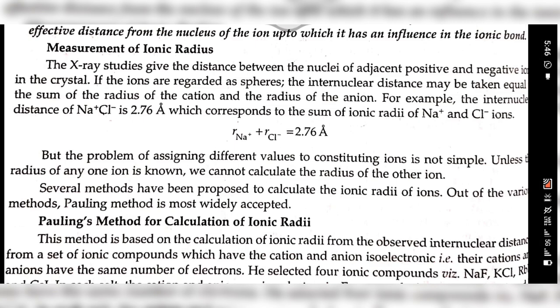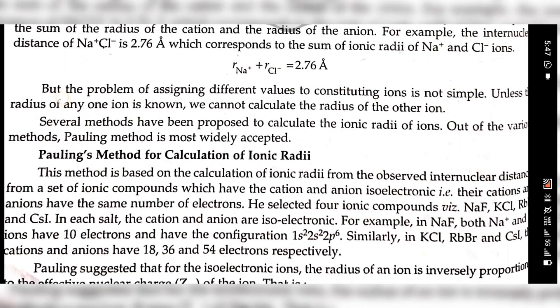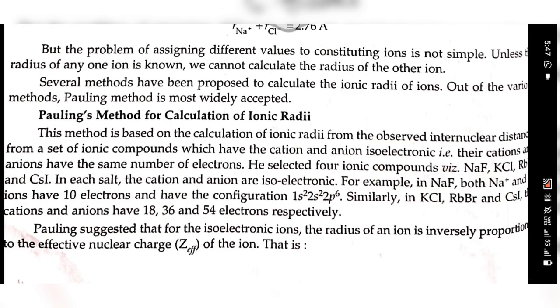But the problem of assigning different values to constituent ions is not simple. Unless the radius of any one ion is known, we cannot calculate the radius of the other ion. Several methods have been proposed to calculate the ionic radii of ions. Out of the various methods, Pauling's method is most widely accepted. Pauling's method for calculation of ionic radii.